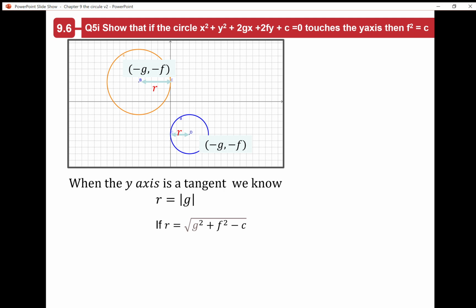From page 19 in our log tables, we know that r, the radius, is equal to the square root of g squared plus f squared minus c. That means that the absolute value of minus g is equal to the square root of g squared plus f squared minus c.